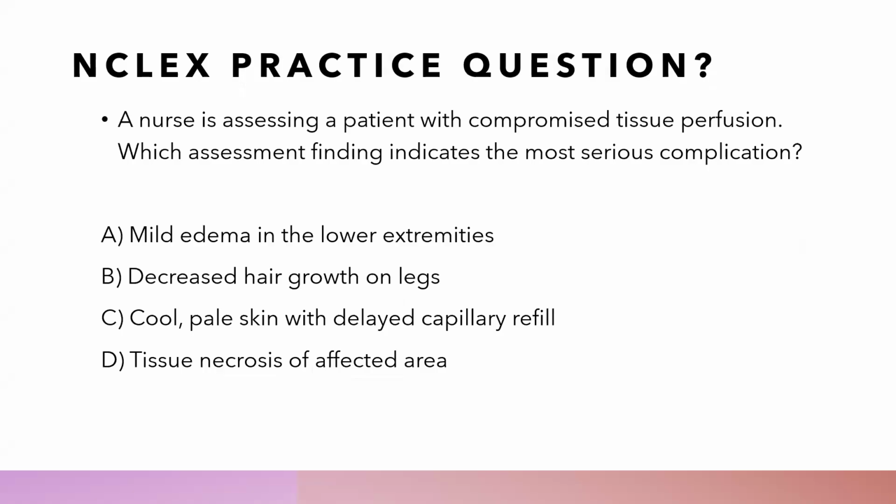A nurse is assessing a patient with compromised tissue perfusion. Which assessment finding indicates the most serious complication? Think necrosis of the skin. Yeah, if they have tissue necrosis of an affected area, that means that they have tissue that is dying. That's what necrosis means. That's the most serious thing that we have to worry about, because it represents irreversible cell death of an area if it's necrotic.